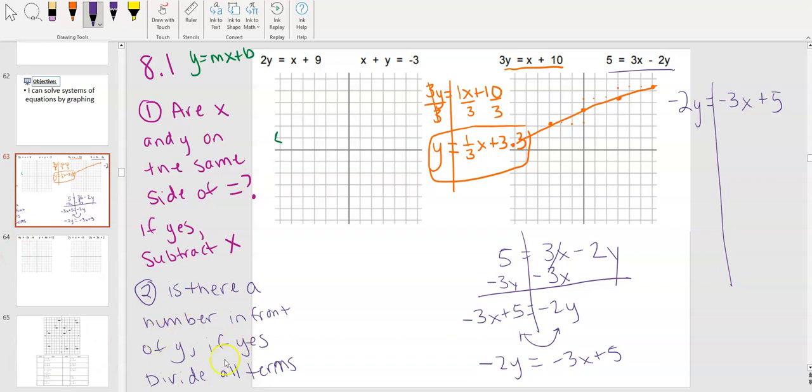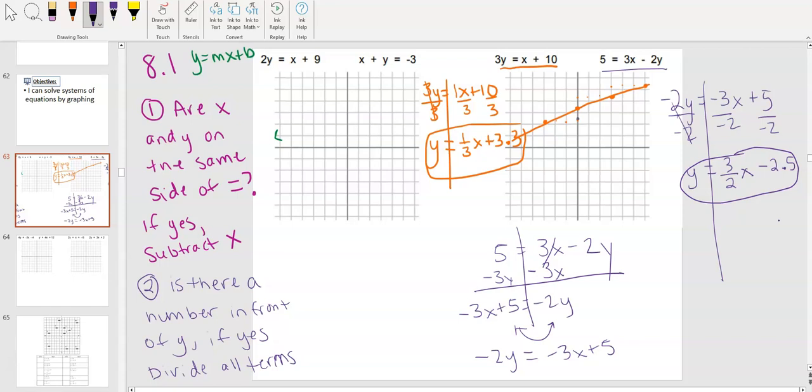All right, now I'm going to ask my second question, which is there a number in front of y? And in this case, yeah, there is. So I am dividing everything by -2. And again, I'm not going to get a perfect answer. I'm going to get some fractions. So again, my slope stays a fraction because I need the rise and run. And then 5 divided by 2 is 2.5. 5 divided by -2 is -2.5. So this is now the answer here in slope-intercept form.